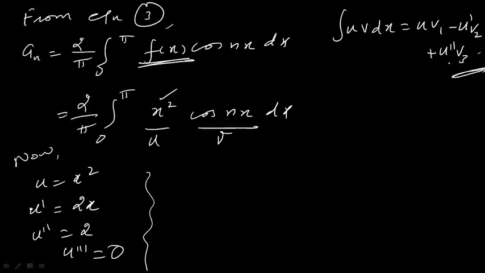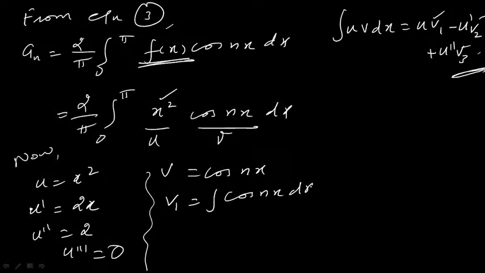So we have to stop at u double dash. Next we calculate v1, v2 and v3. Your v is cos nx, and v1 is nothing but the integral of v dx. That is, integrate cos nx once. The integral of cos nx is sin nx divided by n.